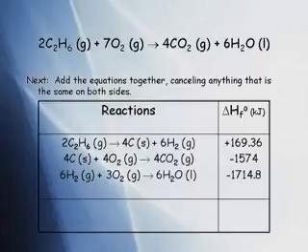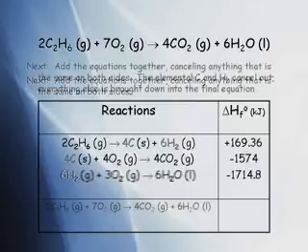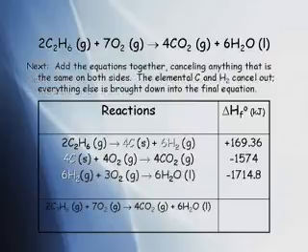So here we go. So we've canceled the 4 carbons on each side. We've canceled the 6 hydrogens on each side. When we add these together, we get our 2 C2H6 plus 7O2, adding the 2 oxygen values of 4 and 3 together from the reactant side. We get our 4 CO2 and our 6 H2O.